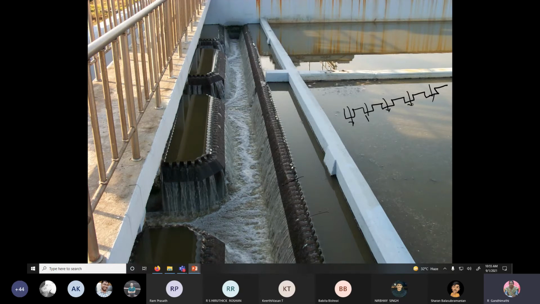These are the multiple weirs. In order to maintain the weir loading rate, they have not provided a single weir, a single stretch as such. You can see here, this is one set, this is one set, this is one set. In order to maintain the weir loading rate, they have provided multiple weirs. That means they have increased the weir length. During the design part, maybe you can go through those details.